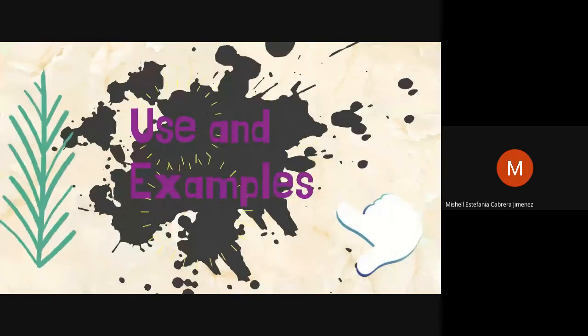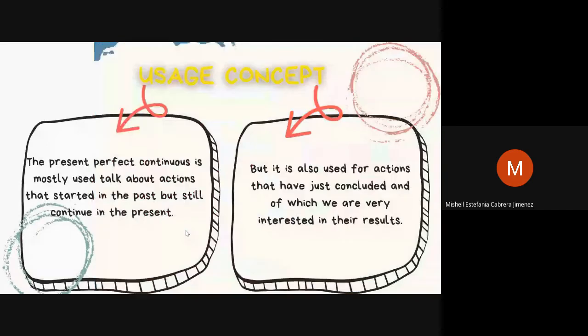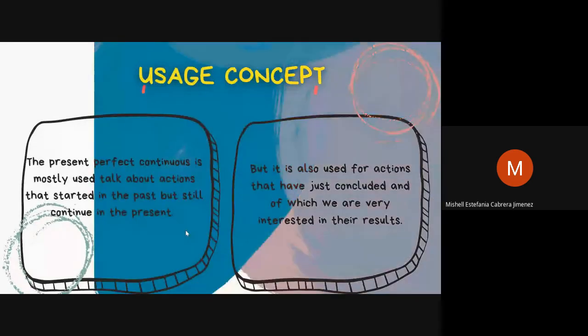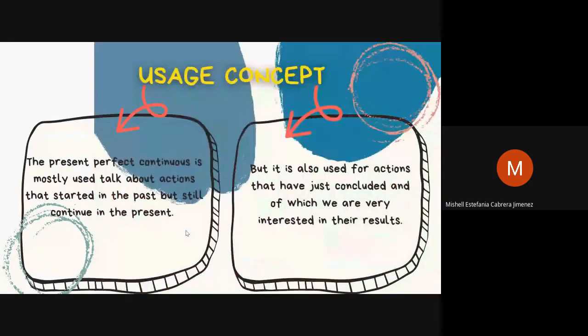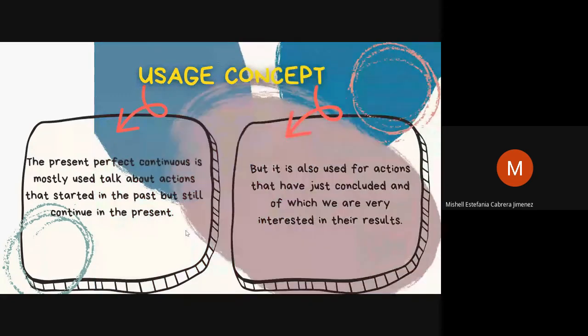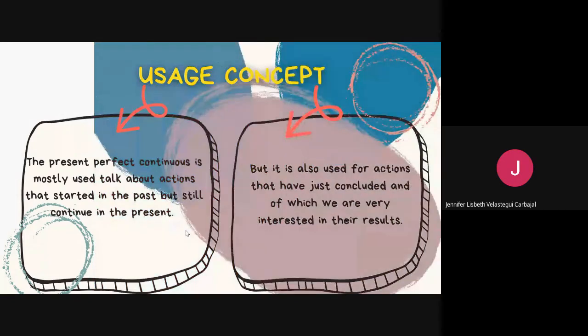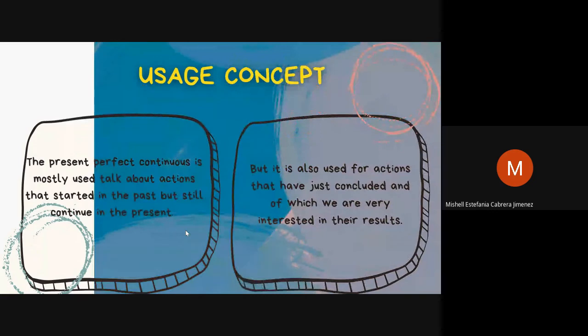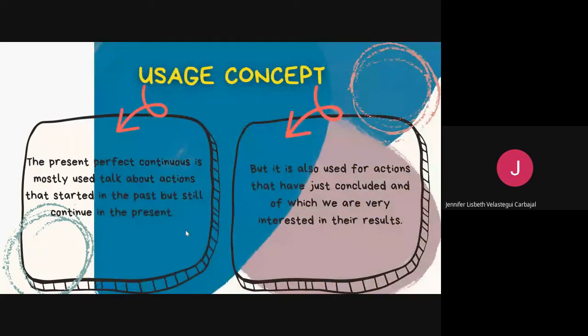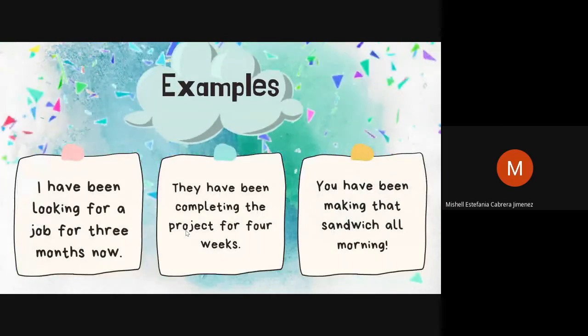Hi, I am going to talk to you about the use and examples. The present perfect continuous is mostly used to talk about actions that started in the past but still continue in the present. But it's also used for actions that have just concluded and of which we are very interested in the result. One example: they have been completing the project for 4 weeks.